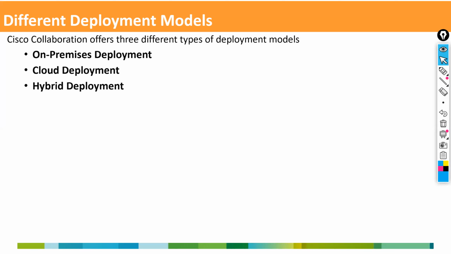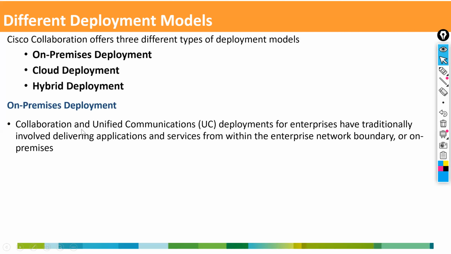Cloud means you have one office or 10 offices, and you are getting the services from the cloud. Then there is no concept of cloud deployment here. The deployment model comes only for on-premises. On-premises deployment model: collaboration and unified communication deployment for enterprise have traditionally involved delivering applications and services from within the enterprise network boundary, or on premises. Now we have different types of deployment model. Actually, there are 4 types.